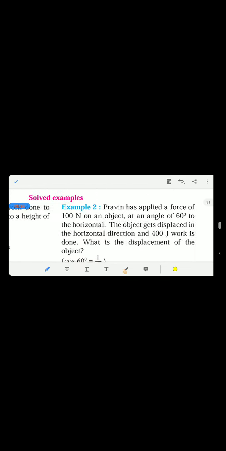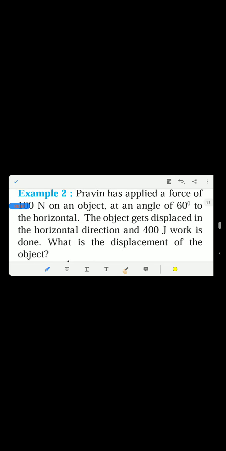Let's take the second example for this. It is on your page number 22. Praveen has applied a force of 100 Newton on an object at an angle of 60 degree to the horizontal. The object gets displaced in the horizontal direction and 400 joule work is done. What is the displacement of the object?